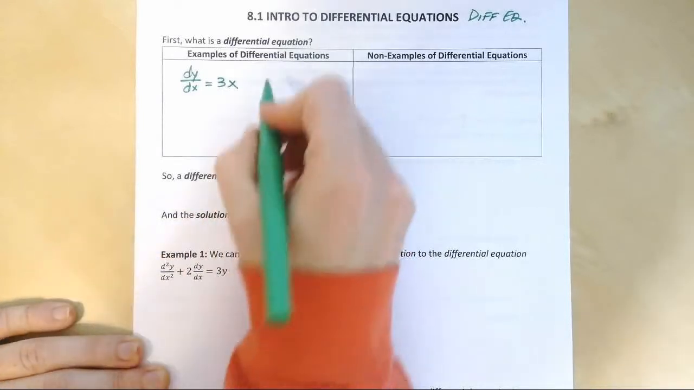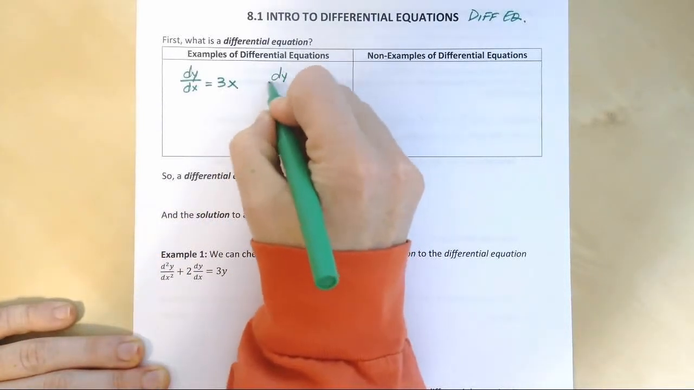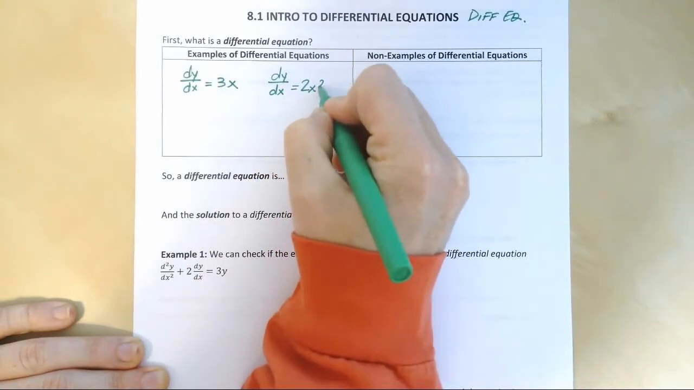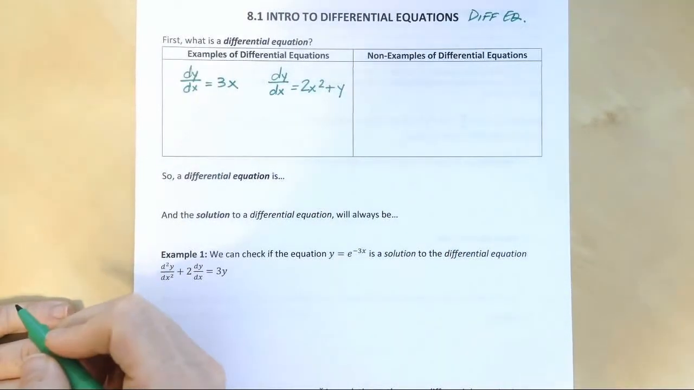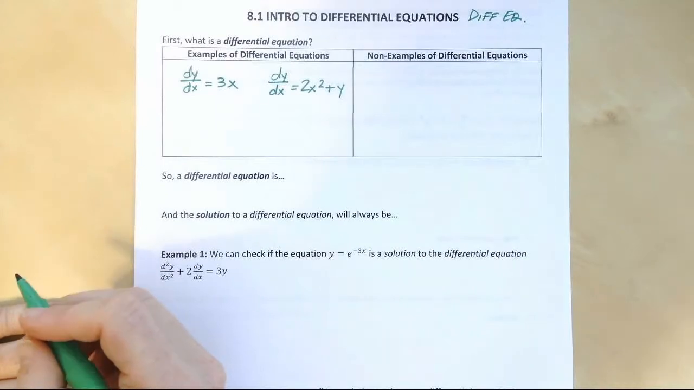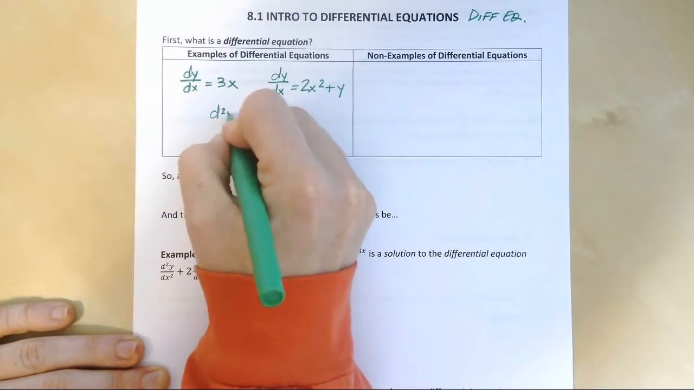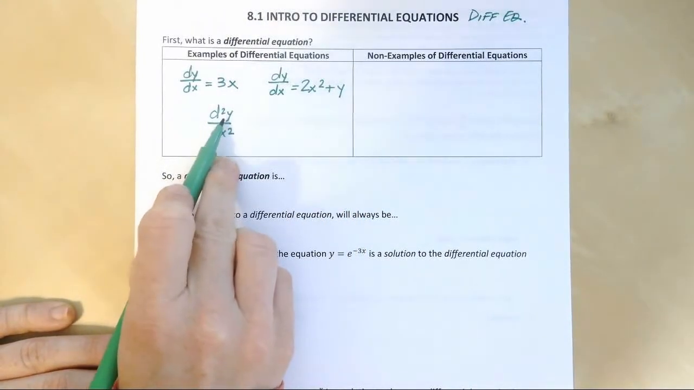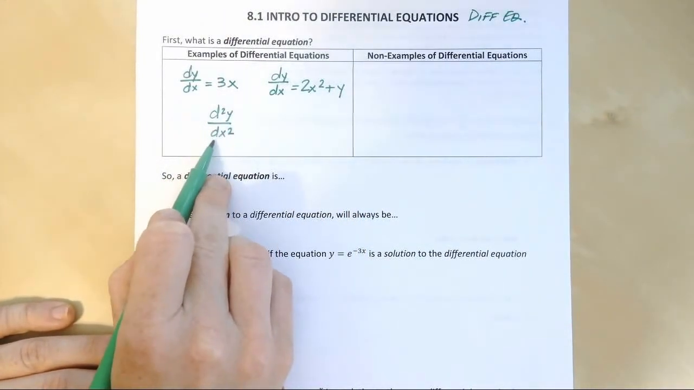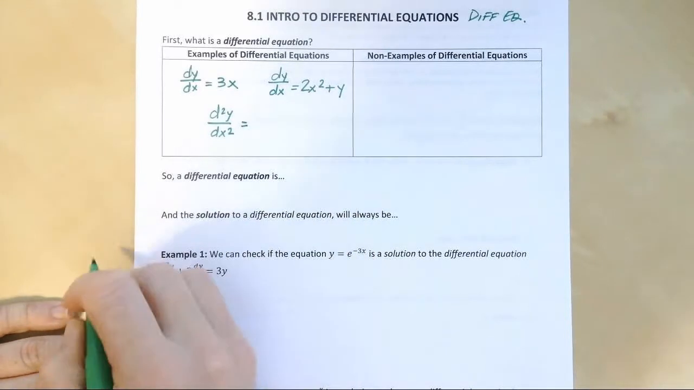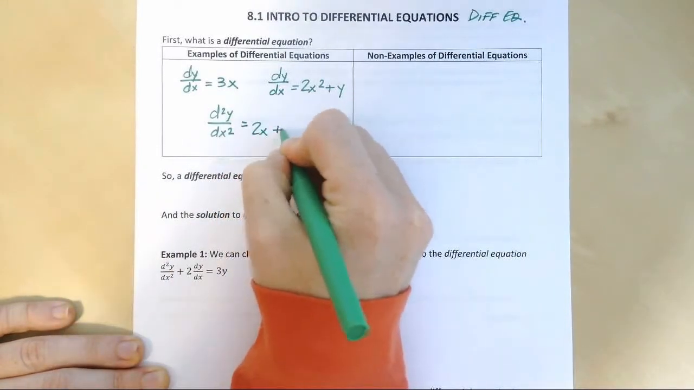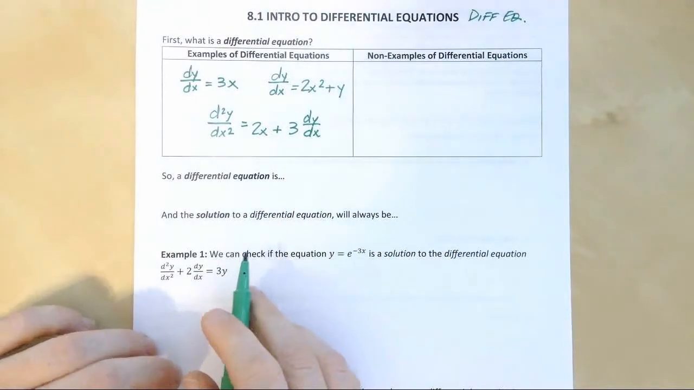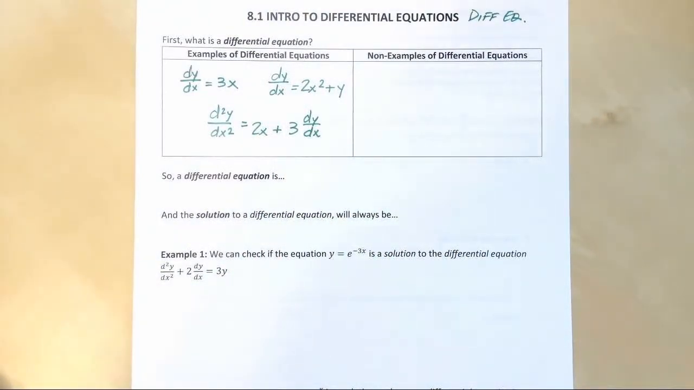That should look familiar. You've seen things like this. dy dx equals 2x squared plus y. Also an example of a differential equation. d squared y dx squared. This is the second derivative of y with respect to x. Second derivative of y with respect to x equals 2x plus 3 dy dx. Also an example of a differential equation.